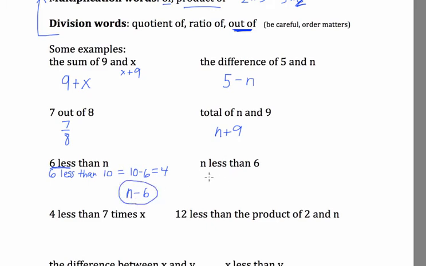How about n less than 6? Well, that is 6 minus n. N less than means that you're going to subtract n from this number. That's a tricky one.